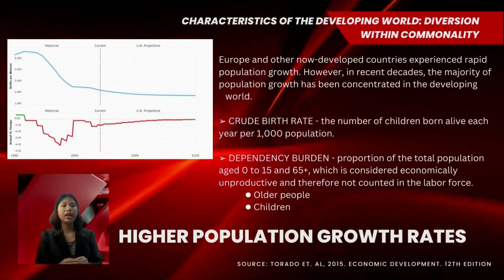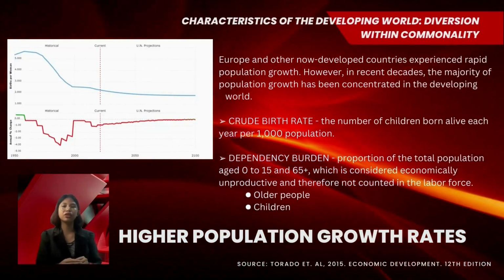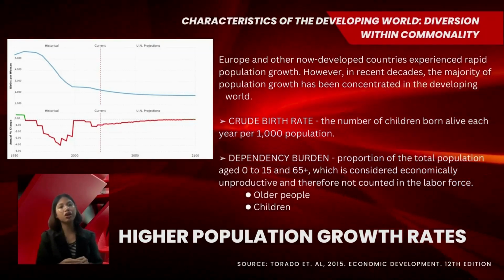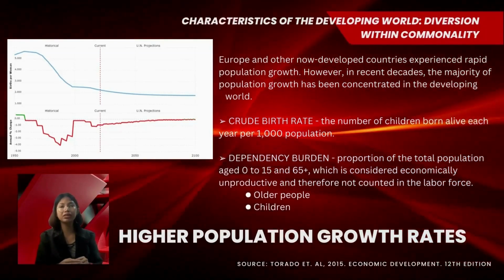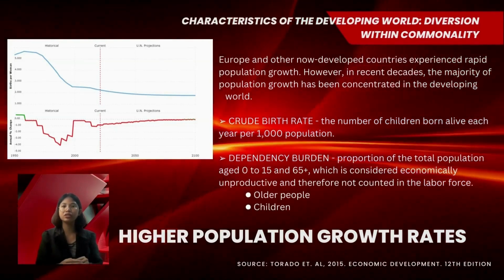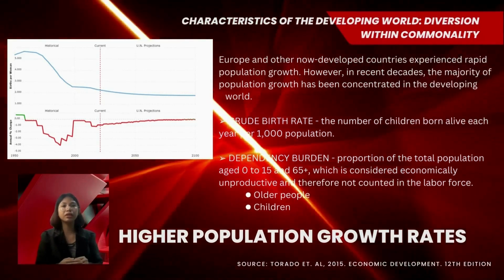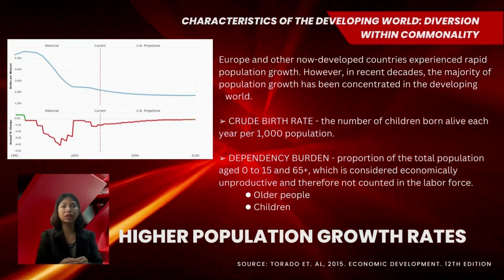Crude birth rate is the number of children born alive each year per 1,000 population. Both older people and children are often referred to as economic dependency burden. Dependency burden is a proportion of the total population aged 0 to 15 and 65 above, which is considered economically unproductive and therefore not counted in the labor force.